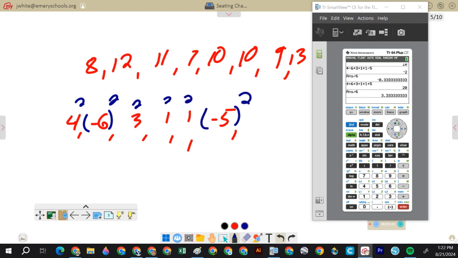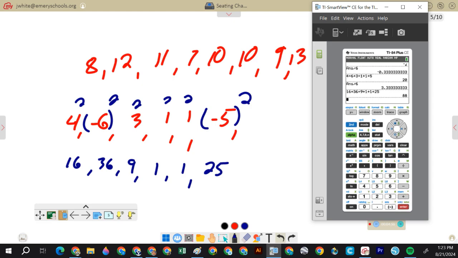Okay. So 16, 36, 9, 1, 1, 25. Okay. Now let's find the average of these. So 16 plus 36 plus 9 plus 1 plus 1 plus 25 gives me 88. How would I do average? Divide by 6. Okay, and I get 14.66.